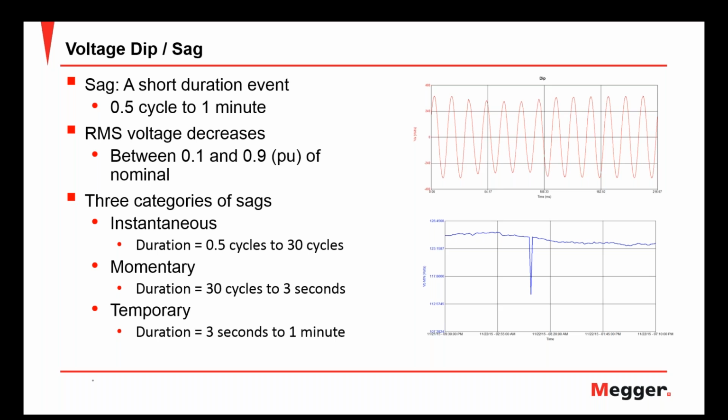And this really has to do more with protective device responses when you hear these terms. Instantaneous means that the sag duration was between half a cycle and 30 cycles. Momentary, 30 cycles to 3 seconds. Temporary, 3 seconds to 1 minute.